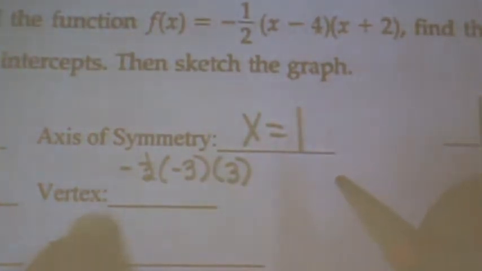So what is the vertex? 4.5. What is it? It's 1 comma 4.5. So you can go over 1, 1, 2, 3, 4.5, right there.